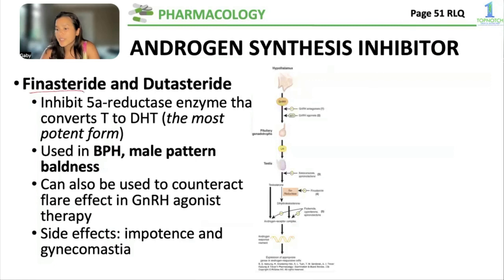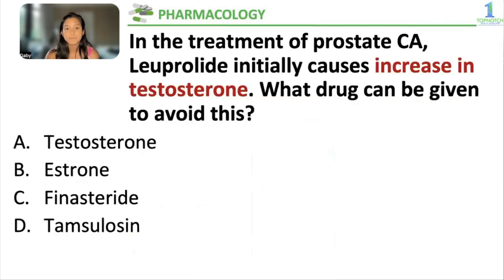We have your finasteride and your dutasteride. So what they do is they inhibit 5-alpha reductase, which again is the enzyme that converts testosterone into the active DHT. It is used in BPH or benign prostatic hyperplasia and male pattern baldness because it's DHT that causes both of these things. They can also be used to counteract the flare effect in GnRH agonist therapy, as I talked about earlier. And the side effects, again, are impotence and gynecomastia because you're reducing the amount of active testosterone.